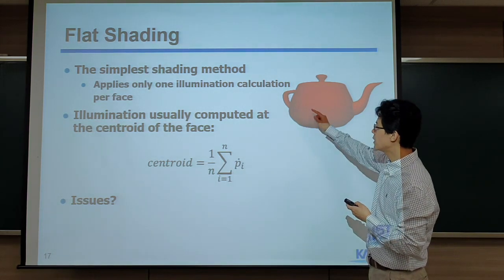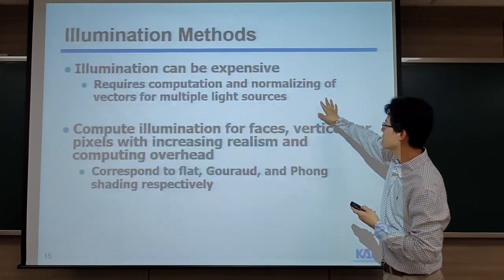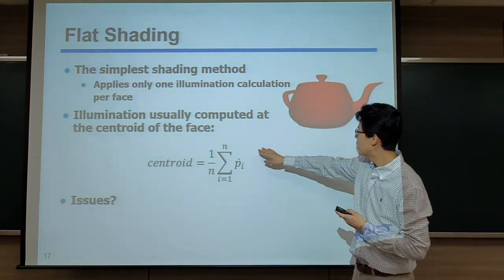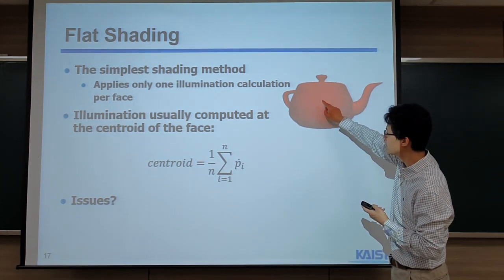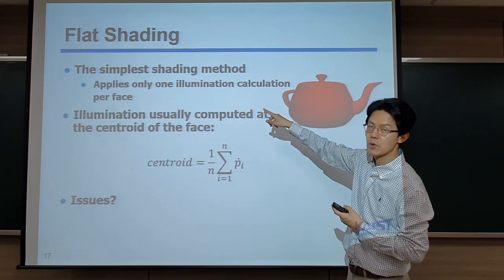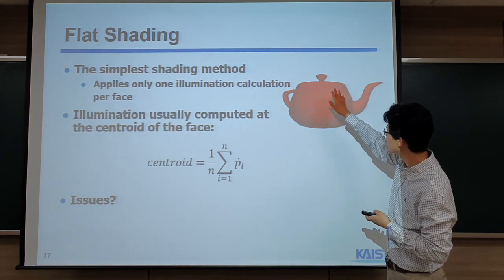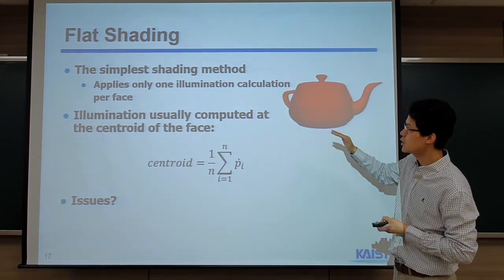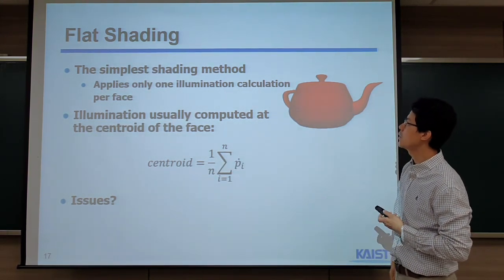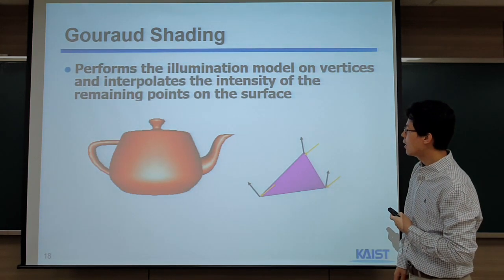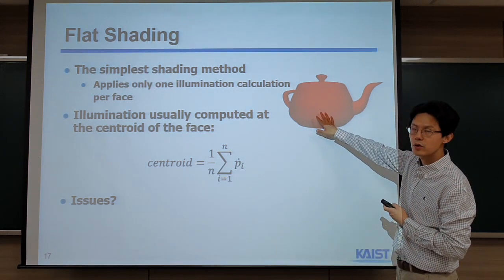Basically, we evaluate this illumination model for the center of this triangle. We compute the centroid of this triangle, and then we apply this illumination model, and then we use that illumination value across all the pixels within the triangle. That's why within the triangle it has a flat color, right? It's the same color, so that's why we call this flat shading. And obviously it gives us a very poor quality, right?